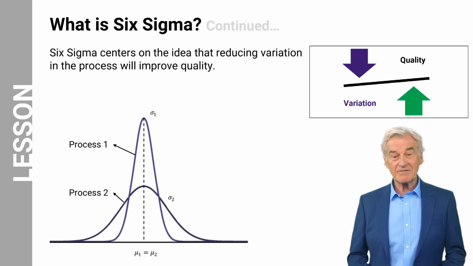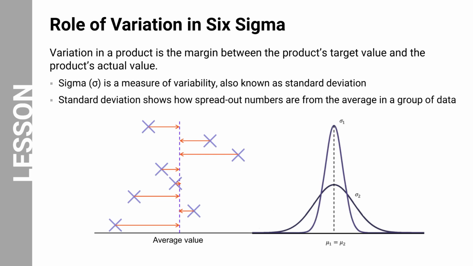The figure on the left here shows the distribution of two processes that have the same mean but have very different variability. Which of these processes do you think has higher variability? Although identifying and eliminating the causes of variation sounds like an easy task, it can require a significant amount of time, money, and research. You might be thinking, what does variation have to do with quality?